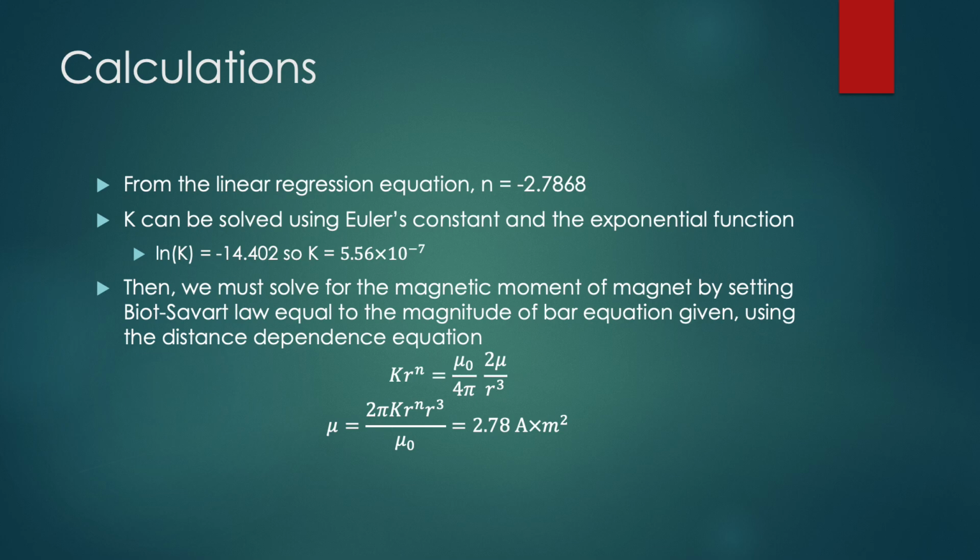n is equal to negative 2.7868 from the linear regression equation, and then I solved for k using Euler's constant and the exponential function, and finally I was able to solve for the magnetic moment of the magnet, which is equal to 2.78 times m squared.